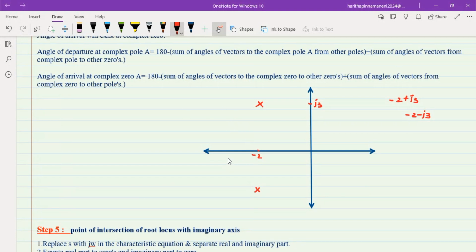And mark some other poles. So let's assume there are other poles. This is one pole and there is a 0 here, and here also one 0, and at origin there is a pole. So let's assume these are the poles and zeros in the given transfer function. Now I want to find out the angle of departure.